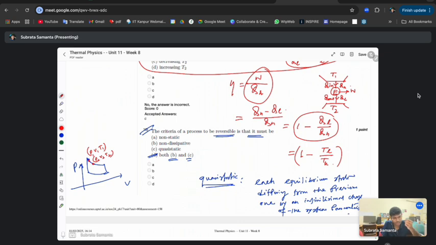Where the difference delta P, which is P2 minus P1, tends to 0, very close to 0, and similarly for delta T and delta V. So we change slowly such that delta P tends to 0, delta T tends to 0, delta V tends to 0, and that is the quasi-static process.